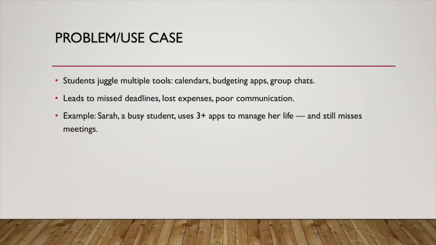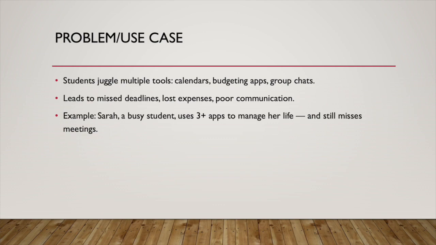So what is the problem that we found? The problem we noticed is that students juggle multiple tools every day. They use Google Calendar for class schedules, budgeting apps to track expenses, and group chats to organize meetings, all separately. This leads to missed deadlines, forgotten expenses, and a lot of confusion trying to stay organized.